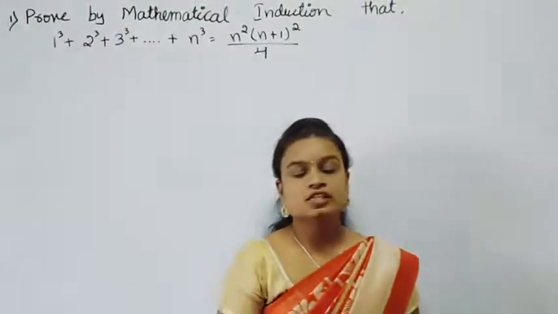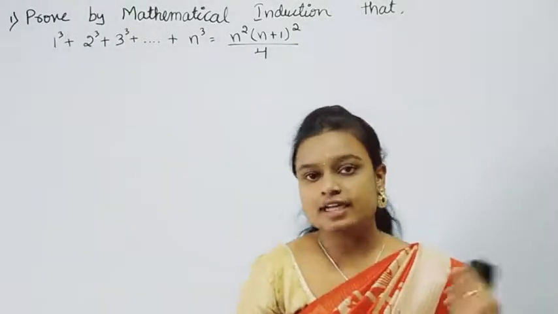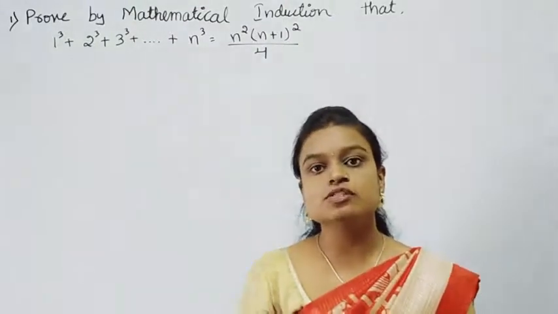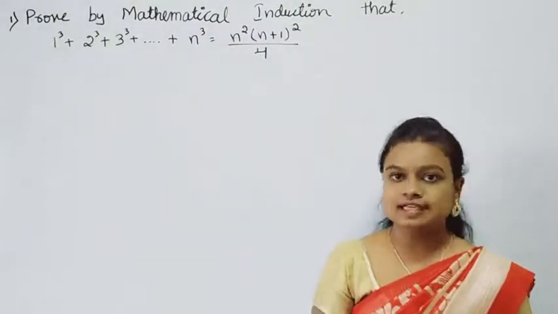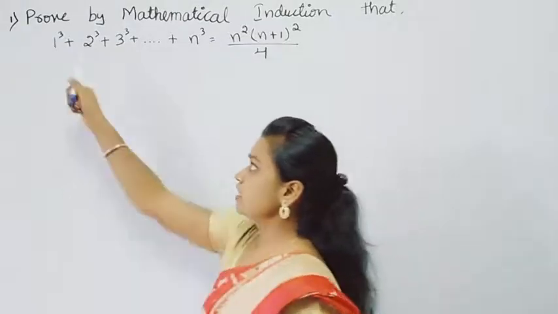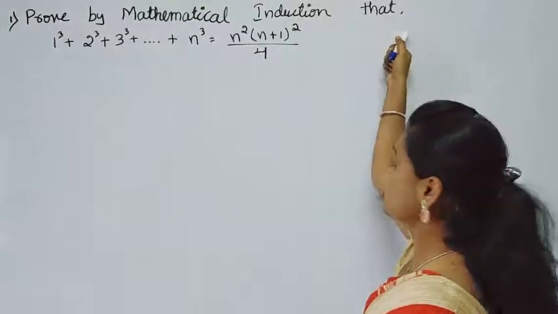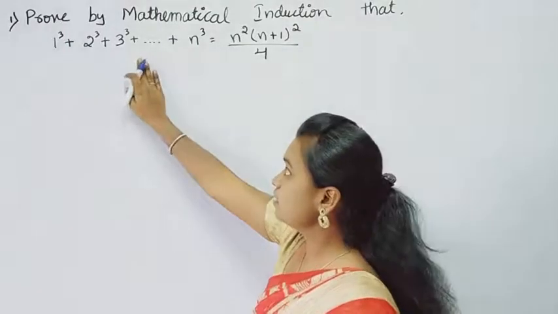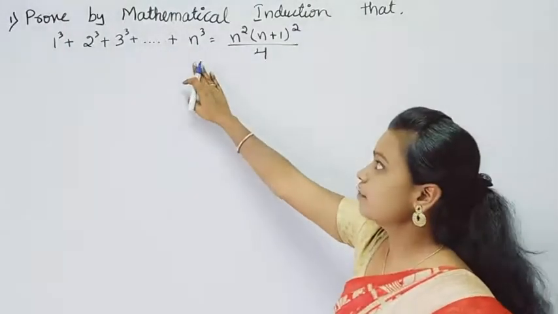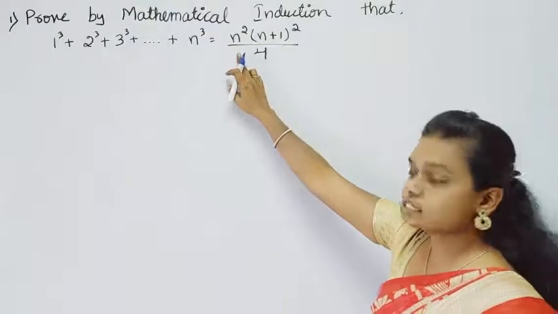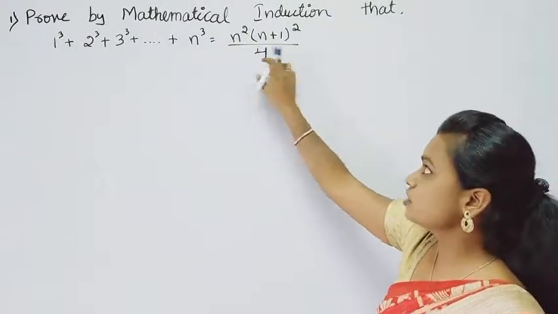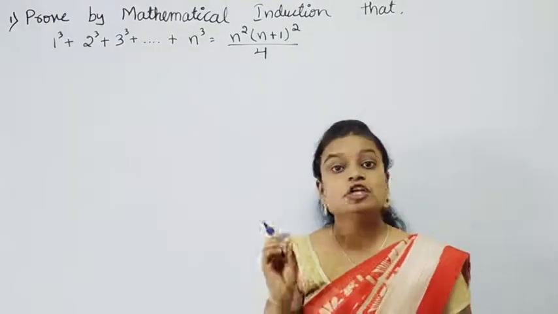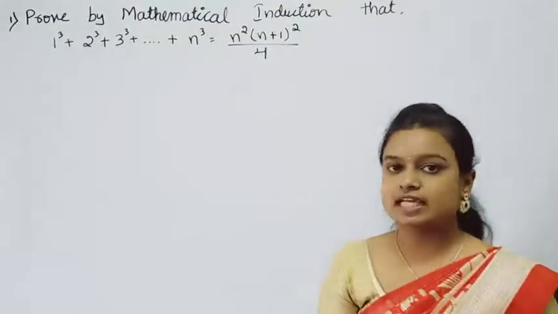Dear students, in this session I continue my previous topic, problem solving using the principle of mathematical induction. The problem is: prove by mathematical induction that 1 cube plus 2 cube plus 3 cube plus etc. plus n cube is equal to n square into (n plus 1) the whole square divided by 4. We have to prove this statement using the principle of mathematical induction.